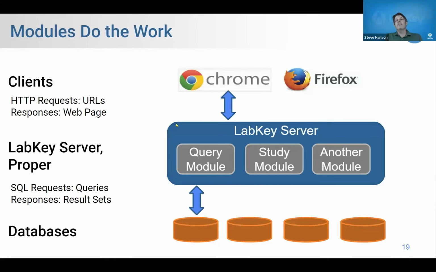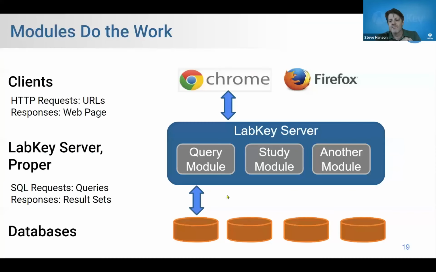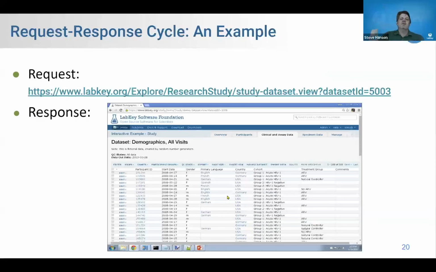So it's modules that do all that work to help put this all together. There's all kinds of modules, and in this particular case, it's mostly the query module that did all the work. We didn't talk about it yet, but the query module is the module that knows how to understand data requests and turn them into SQL queries if necessary. Here's another example of the request response cycle. The requests are URLs, responses are some kind of thing on the browser.